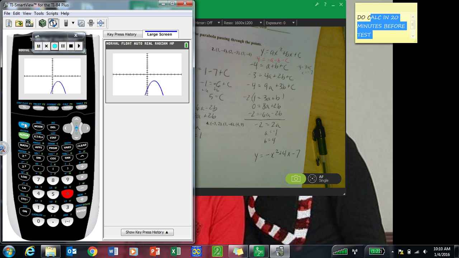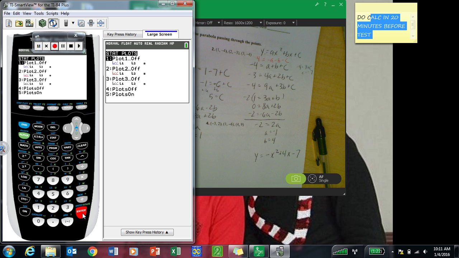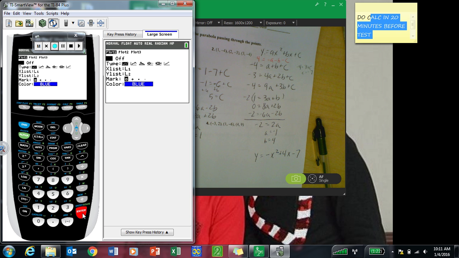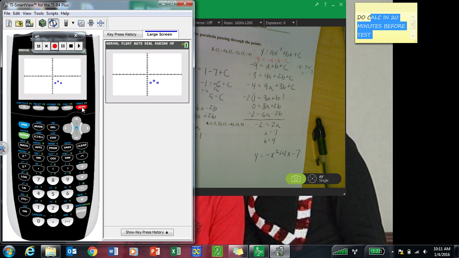Now if I turn my plots on, if I go to stat plot and I say on, then when I go back and look at the graph, I'll see the 3 data points as well. See, there's my 3 points that I wanted to get the model to go through, and here comes the parabola that goes through the model.